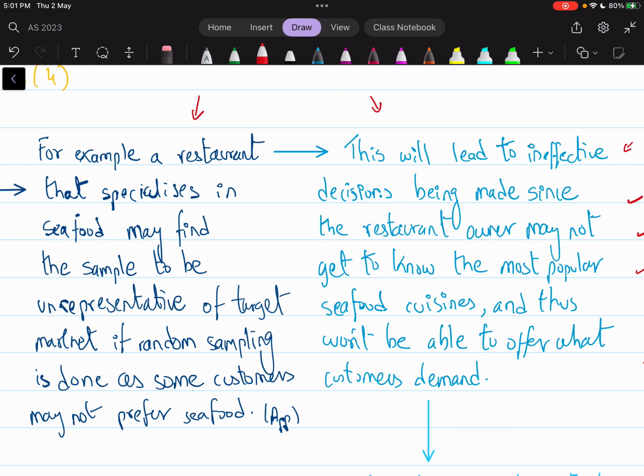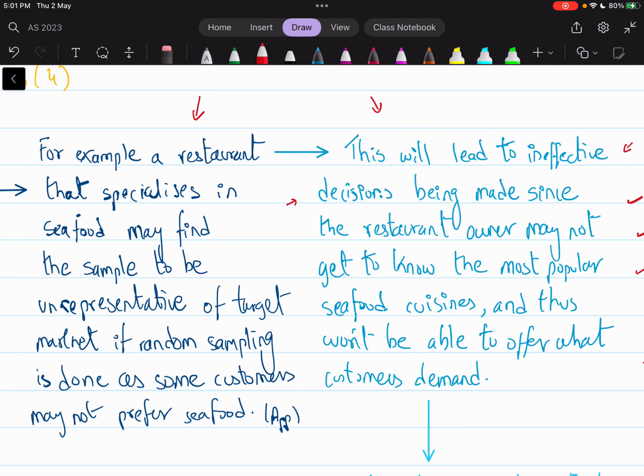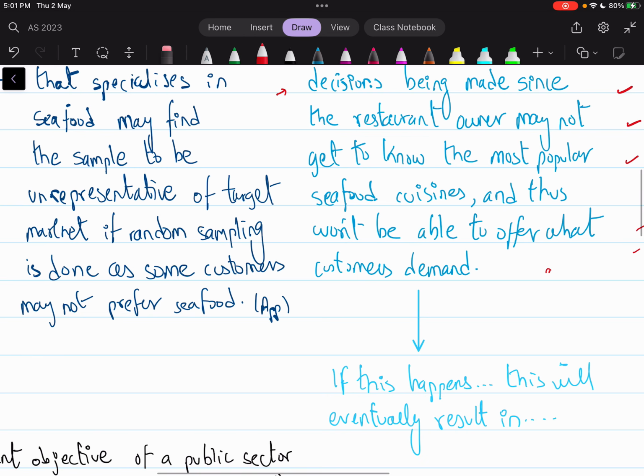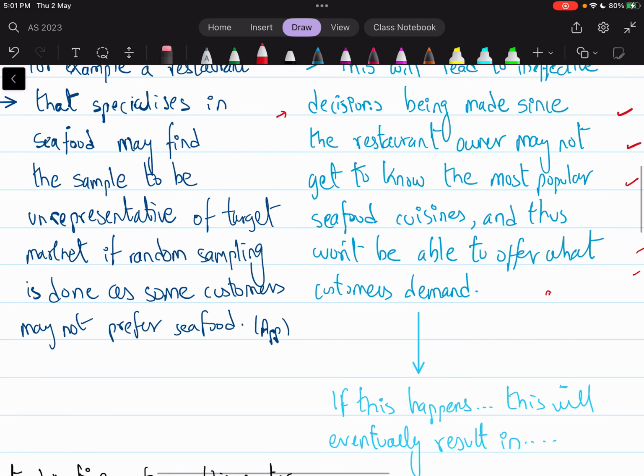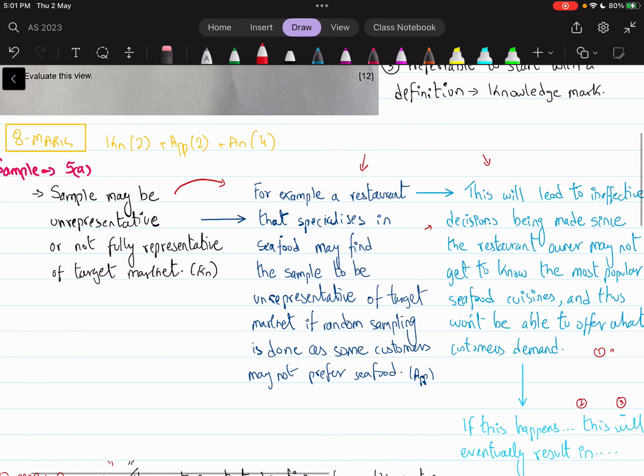Now what would happen if you take ineffective decisions? What would happen if you're not able to offer what customers demand? This will eventually result in, and now this is a chain of analysis. So you're going to mention a chain of analysis. Try to go for 3 impacts if you can: one immediate impact, then the impact that follows, and then the last impact. And then your paragraph would end. And you have to make 2 paragraphs like this.